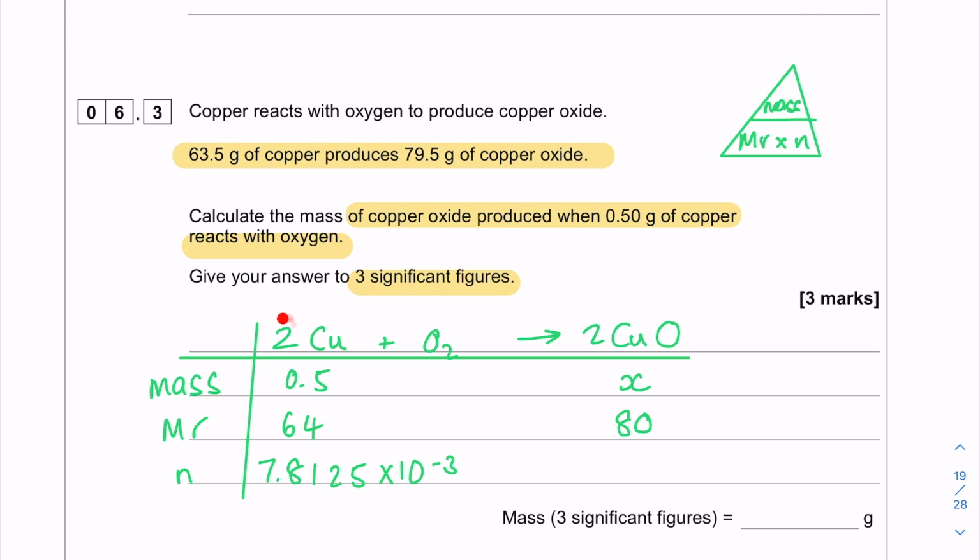Check the mole connection. It's the same, so we're allowed to write that over here. And then lastly, just to find that mass, remember we do Mr times number of moles, so just multiply these two numbers together to get 0.625 as your answer, and that's 3 sig fig.